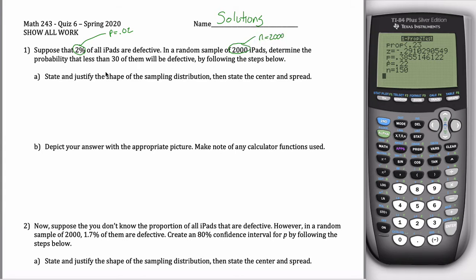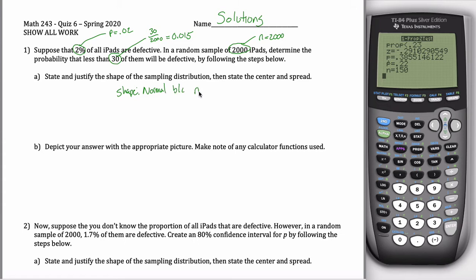And in this random sample, we want to figure out the probability that less than 30 of that 2,000. So when you see this 30 here, you're thinking 30 out of 2,000, which is 0.015, I believe, 1.5%. Less than 30 of them will be defective by following the steps below. State and justify the shape of the sampling distribution, then center and spread. Sure. Shape, normal or approximately normal, either way is fine.